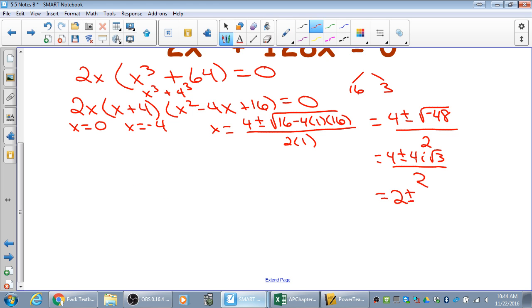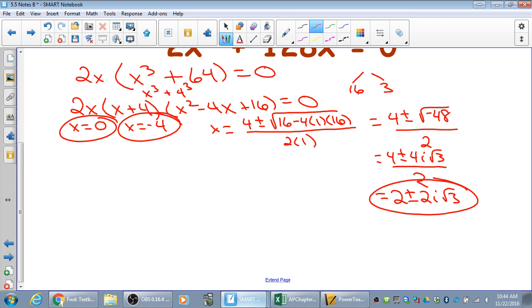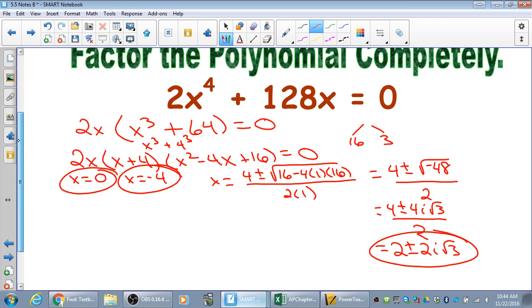The final answer, at least this one over here, is 2 plus or minus 2i square root of 3. We divided everybody by 2. Now you don't divide what's in the radical by 2. So here's 1 answer, 2 answers, 4 answers right there. Is that what I needed? Yep, 4 answers. Awesome.